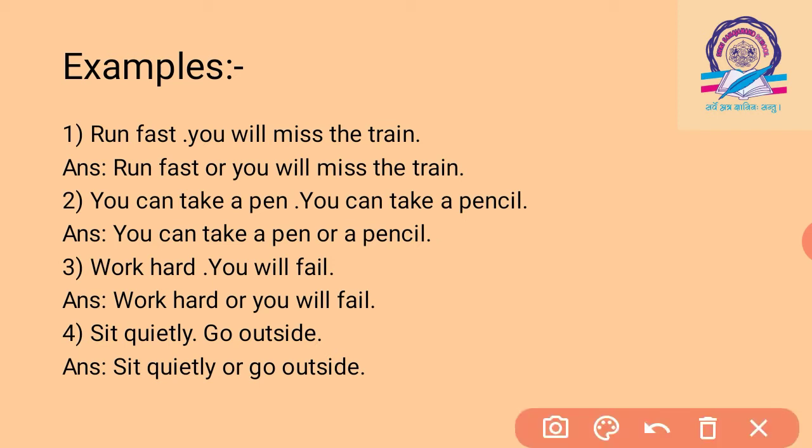Like the first example given here: run fast, or you will miss the train. So you have to do one thing: you have to run fast, otherwise you will miss the train. Both things are here. You have to run fast, or if you do not run fast, you will miss the train. So what you have to do? Either you run fast, or you will miss the train.